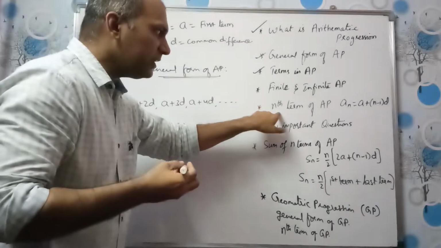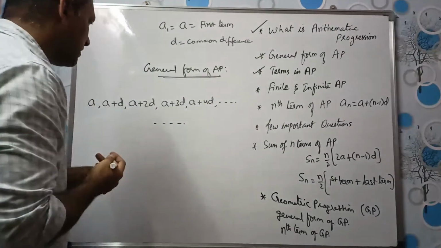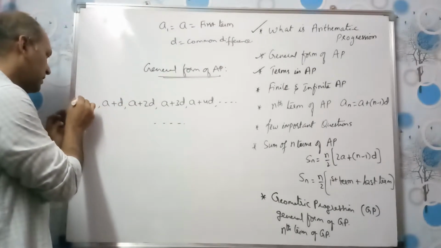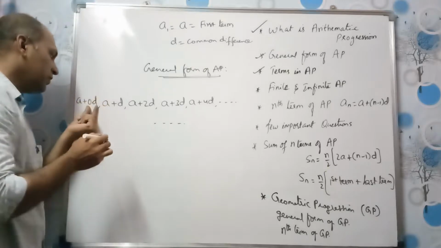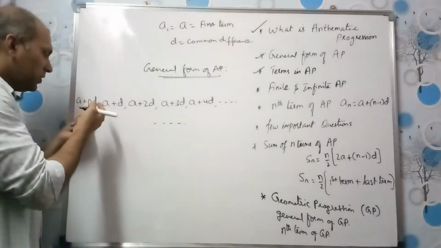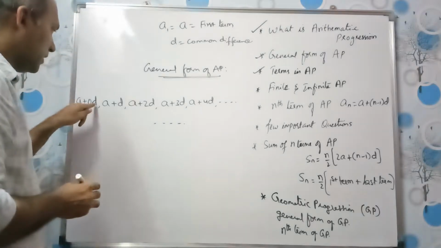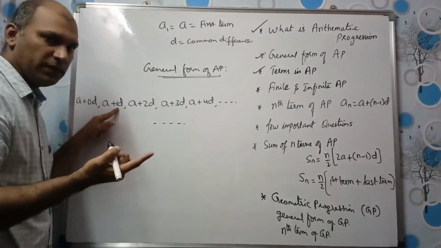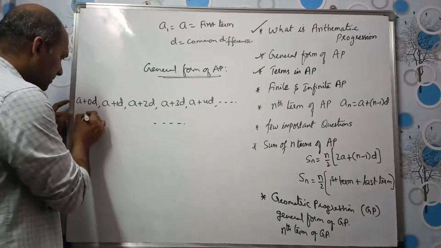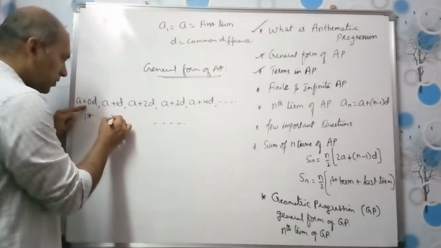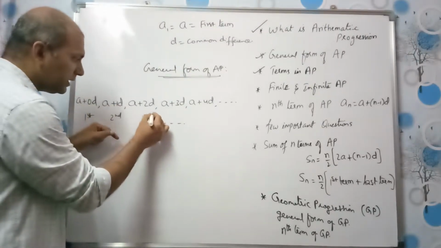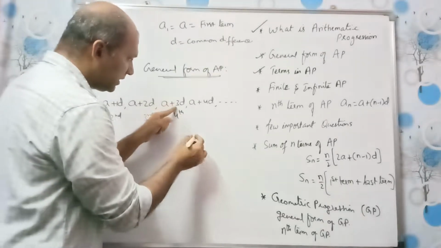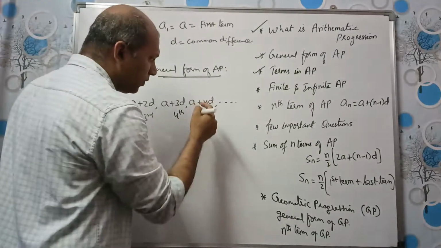Now let us learn what is the nth term of an AP. See, this is the first term. Can we write this A as A plus 0D, because 0 into D is 0, so we'll have only A. So for the first term we have 0D. For the second term we have 1D, which is D only. For the third term we have 2D. For the fourth term we have 3D. For the fifth term we have 4D.